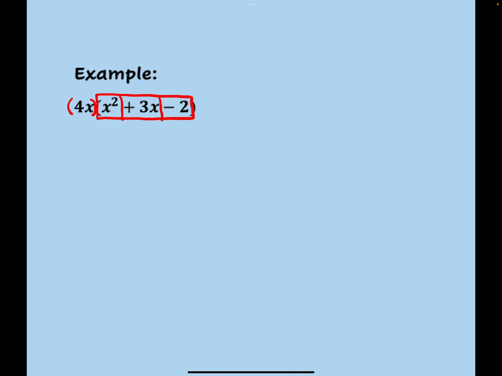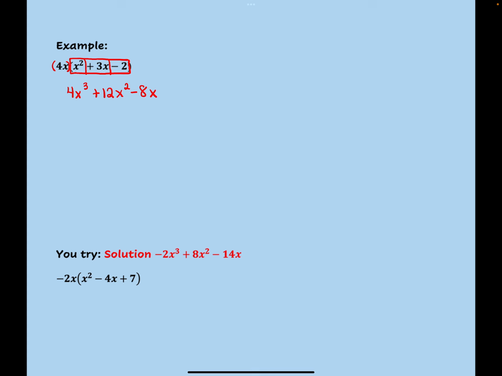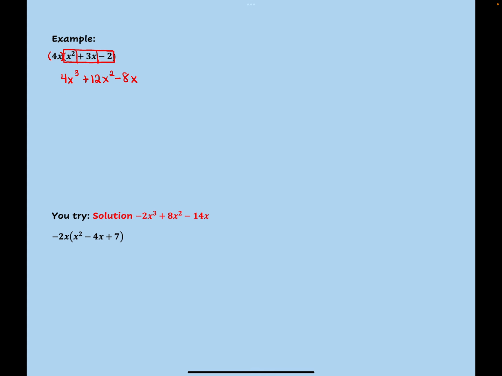So 4x times x squared gives me 4x to the third, because when we're multiplying, we are adding the exponents. Multiplying polynomials, add the exponents. 4x times positive 3x gives me positive 12, and x times x will give me x squared. 4x times negative 2 will give me negative 8x. Okay? All right, now that's one of them. I put another example for you to try just right underneath, so go ahead and try that one.